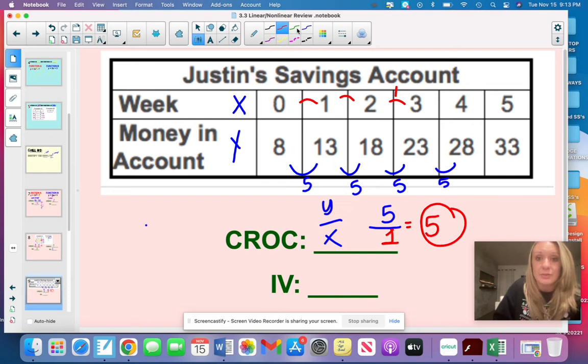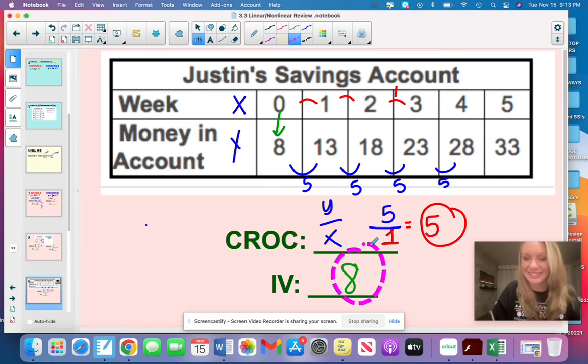The initial value, we look at where x is 0 and we pick the number next to it. Oh, what the? It's 8 again. Cool. I did not do that on purpose, but that is pretty cool.